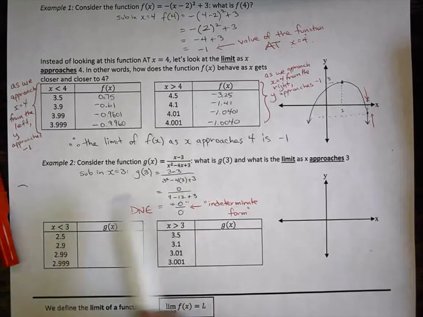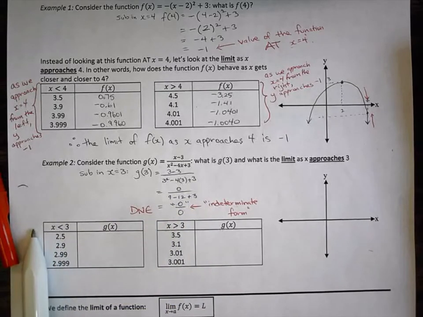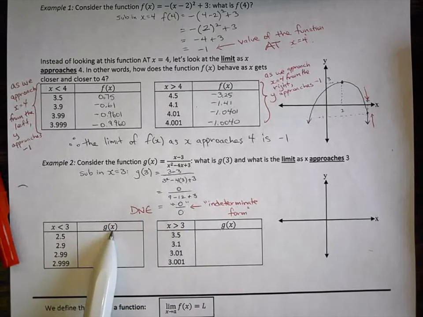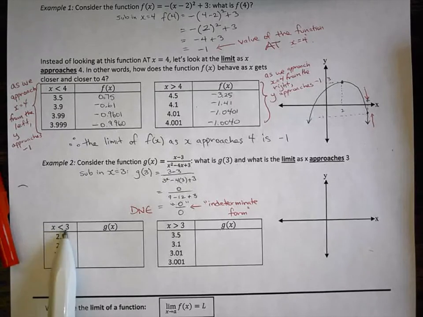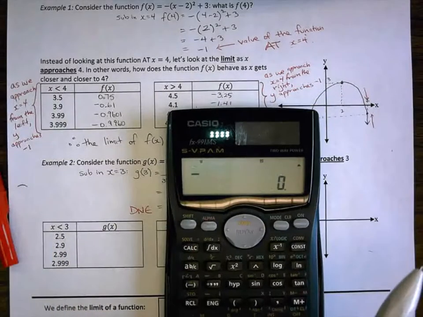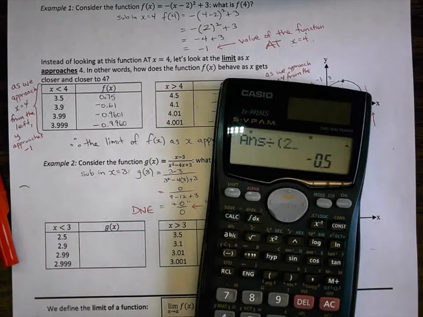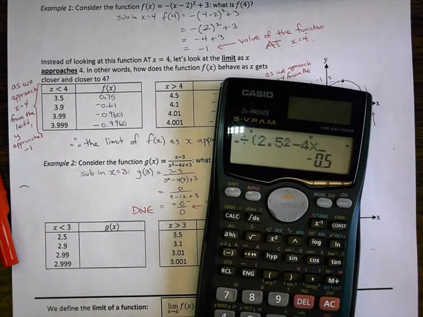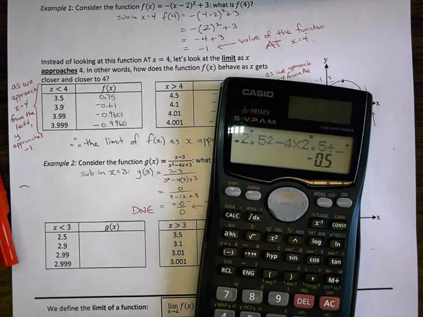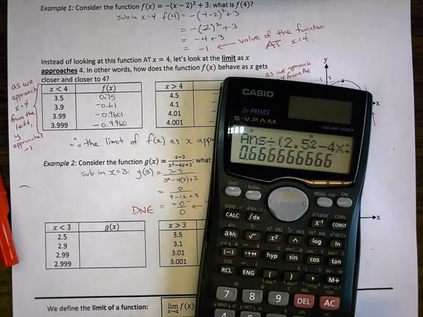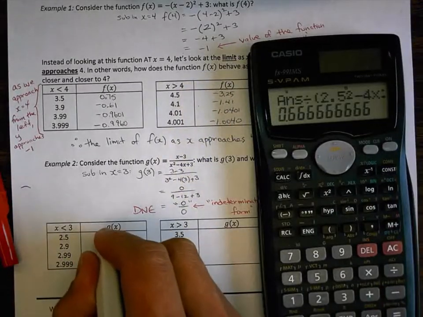Now the idea of the limit is, okay, let's look at the values of the function as x gets closer and closer and closer to 3. So from the left, smaller than 3. So 2.5, 2.9, 2.99, and so on. Do you want to do this? Sure, let me do the first one. So it's 2.5 minus 3 divided by open bracket 2.5 squared minus 4 times 2.5 plus 3. That gives me 0.667.